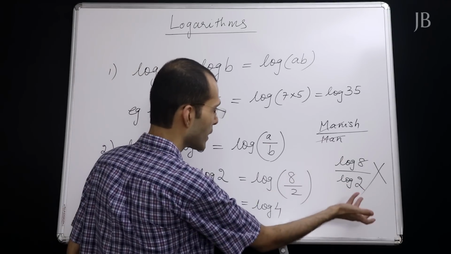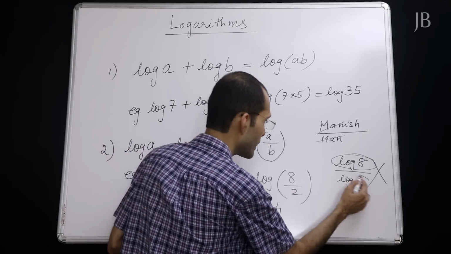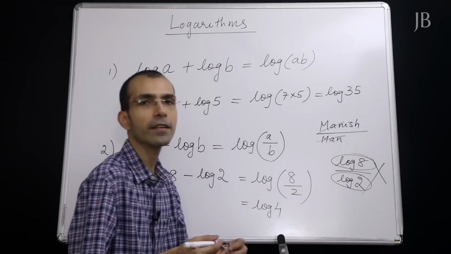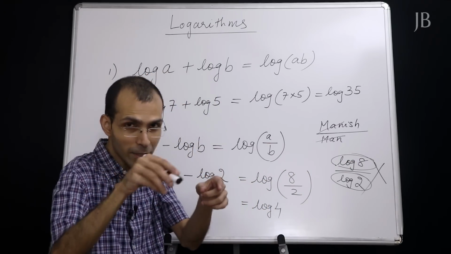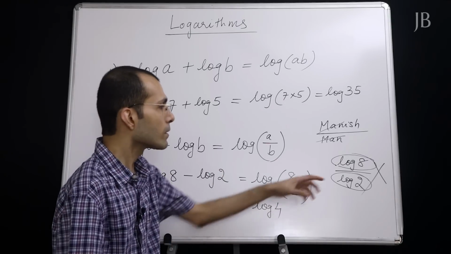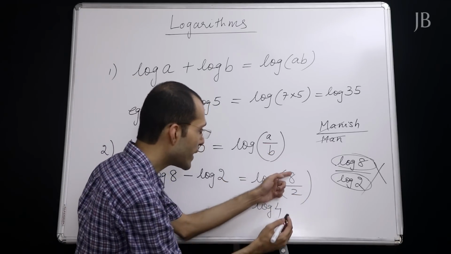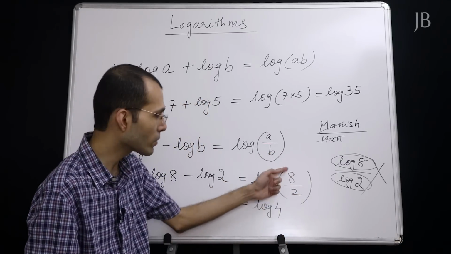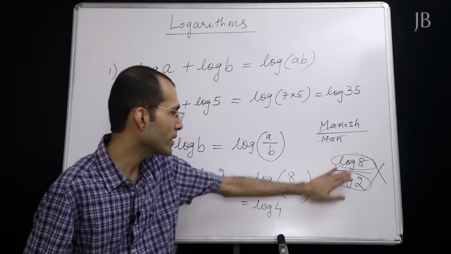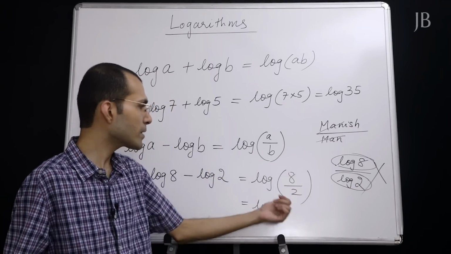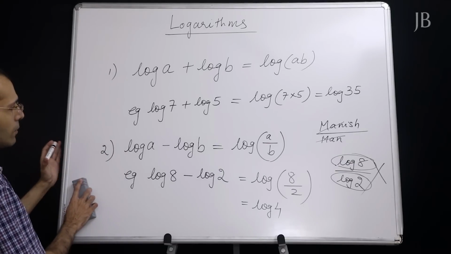So something similar applies to log. Log 8 is a single entity. Log 2 is a single entity. You can't cancel 8 simply because log 8 is not log into 8. If it was log into 8, then you could have cancelled. But here the situation is different. This is log of 8 by 2. It's a pure number, 8 by 2. So 8 upon 2 is 4. So it is log of 4. So there is a big difference between this and this. Here you can't cancel. Here we can very much cancel. So this completes your second law.